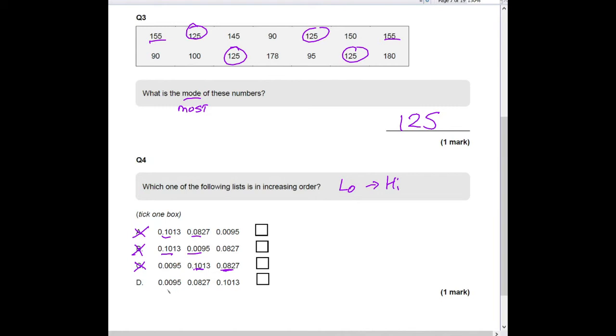That leaves D, which we'll check anyway. So the smallest number is 0.0095, then 0.0827, and then 0.1013. So the answer for 1 mark is D. So put a tick in box D for your 1 mark.